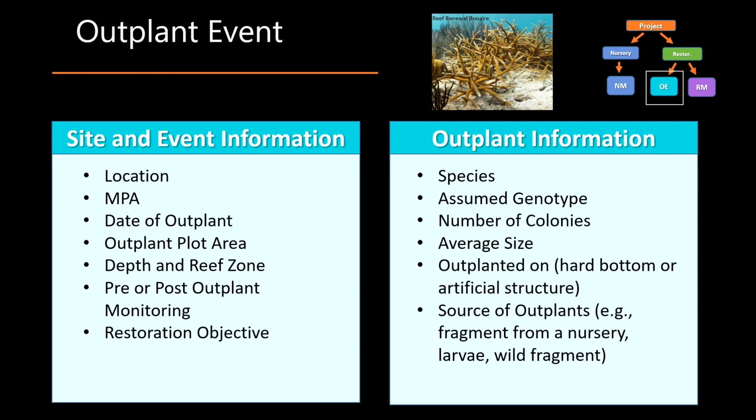We want to know the species that you outplanted, and then the number of colonies and size class per unique colony ID, which again is that assumed genotype. We have drop-down lists for what you outplanted on, whether it was natural hard bottom or if it was an artificial structure, and then the source of your outplants, for instance, if it was a nursery fragment or if it was larvally derived.